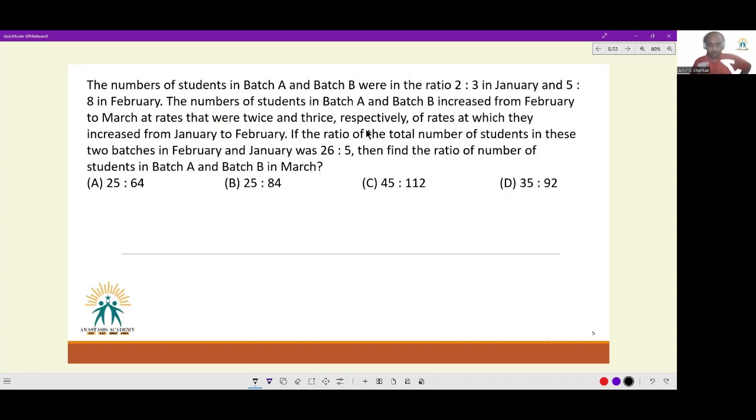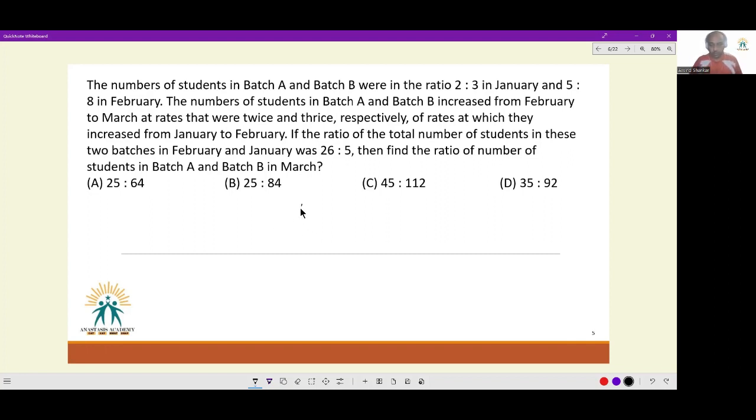Next question now. The number of students in batch A and batch B were in the ratio 2:3 in January and 5:8 in February. The number of students in batch A and batch B increased from February to March at rates that were twice and thrice respectively of the rates at which they increased from January to February. The ratio of the total number of students in these two batches in February and January was 26:5. Find the ratio of the number of students in batch A and batch B in March.